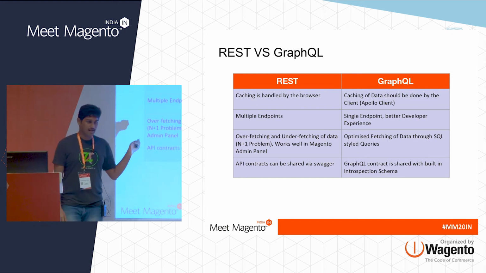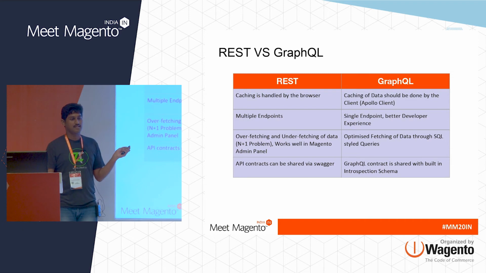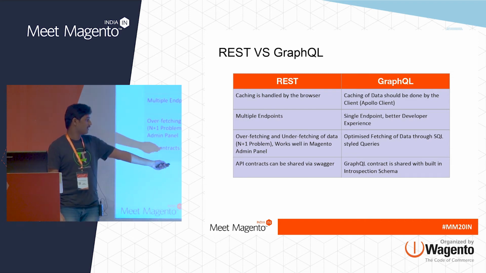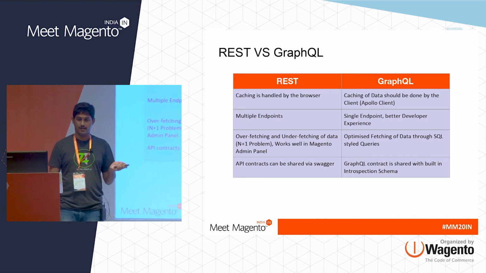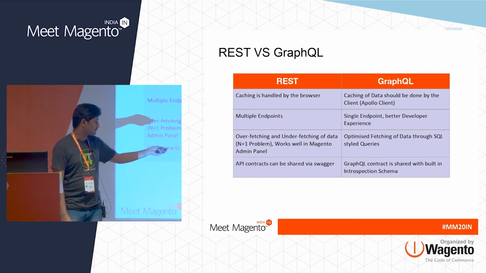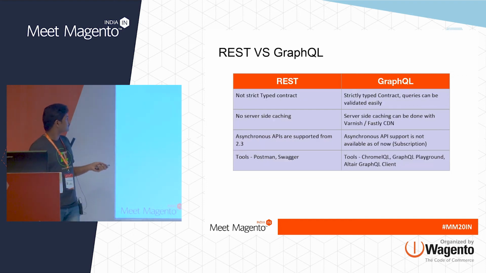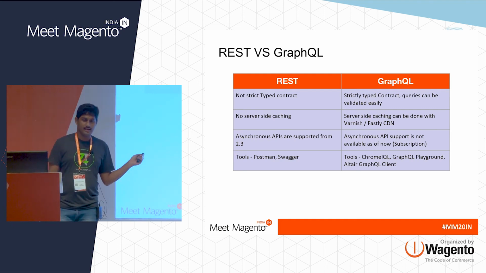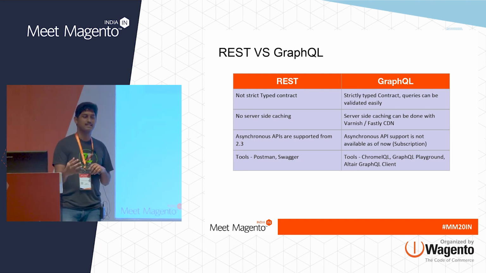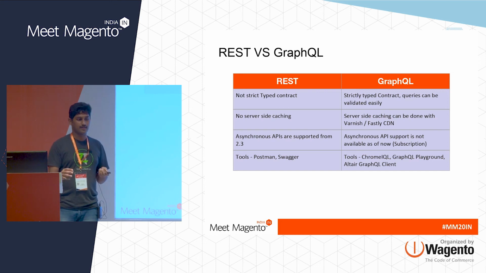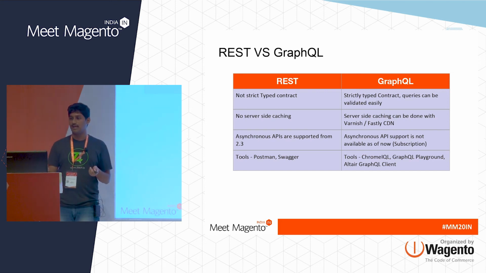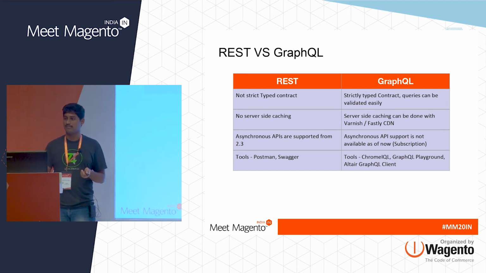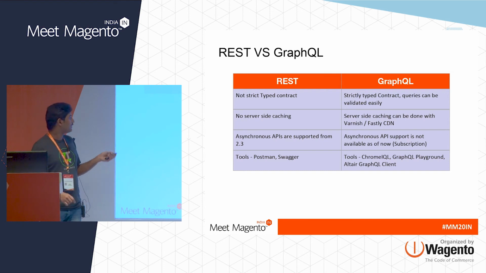And as I already said, API contracts can be shared through Swagger, and GraphQL has inbuilt support for sharing API contracts. It is the introspection schema. REST doesn't have a strict type of contract, but GraphQL has a strict type of contract. You hit the API and have to give an int for whatever is mentioned, but in REST you can give anything.